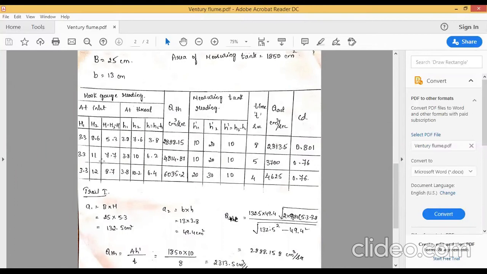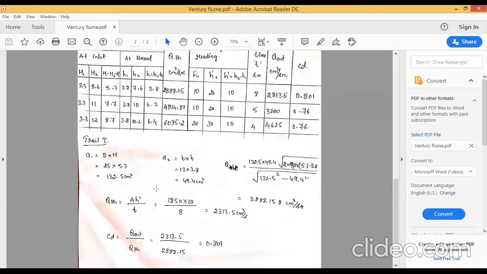Here you should substitute G in terms of centimeter only, because you measured everything in centimeters. G is the acceleration due to gravity in centimeter per second square, so you have to substitute 981. Okay. Then find out Q actual.